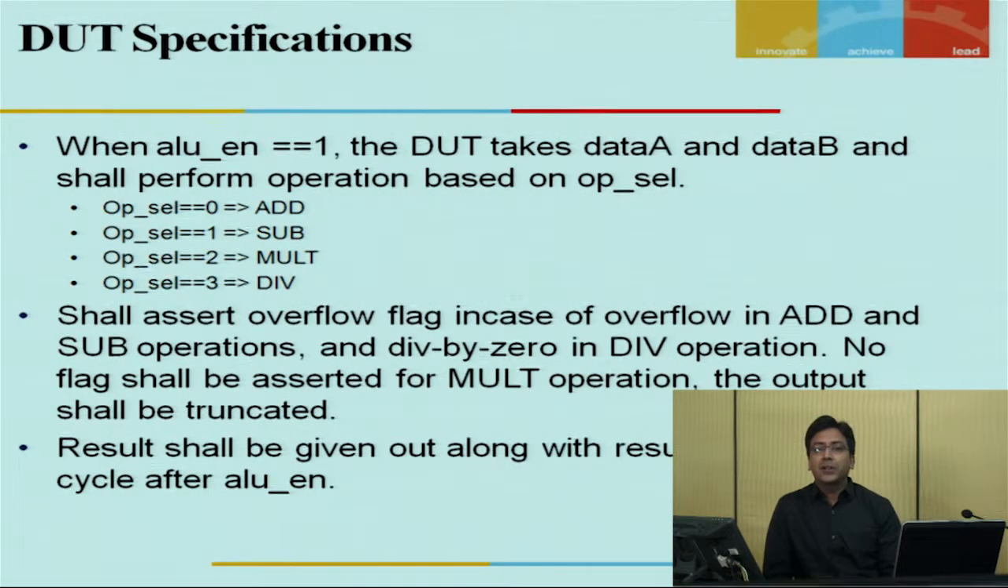Similarly, in case of addition and subtraction operations, in case the 8-bit result overflows, that is the output cannot be contained in 8 bits, the DUT shall assert an overflow flag, indicating that overflow has happened in this operation. And the same overflow flag shall also be asserted when data B is 0 and the operation select indicates a division operation. That is, when the DUT has been asked to perform a division operation, but the data B operand is 0, because that actually results in infinite values. So these are the cases in which the overflow flag shall be asserted.